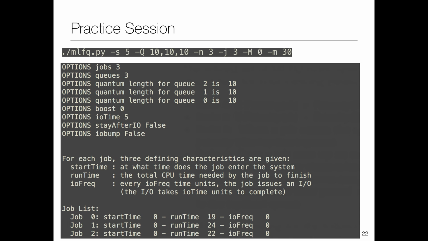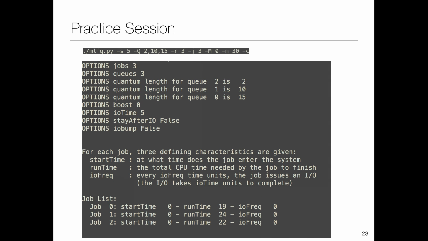Any questions in this example? Okay, we'll start the next lecture with a question which I want you to work out at home. It's the exact same set of job lengths. They all arrive at time t equal to 0, but the quantums are different. The quantum for Q2 is 2 units, then 10 units, then 15 units.